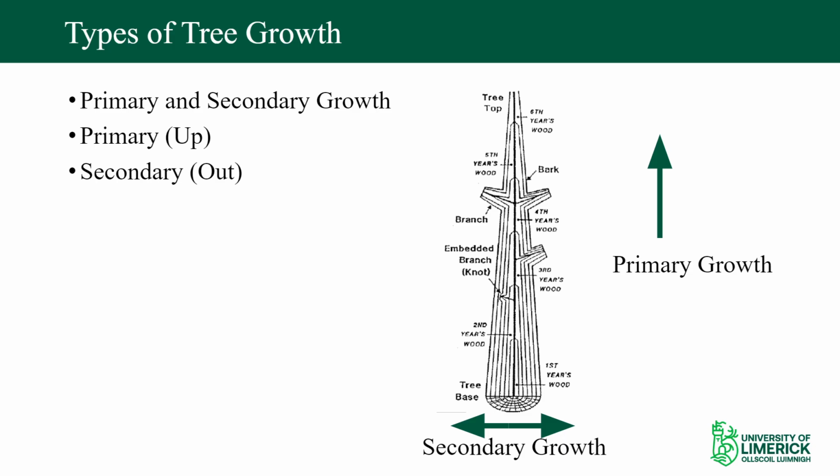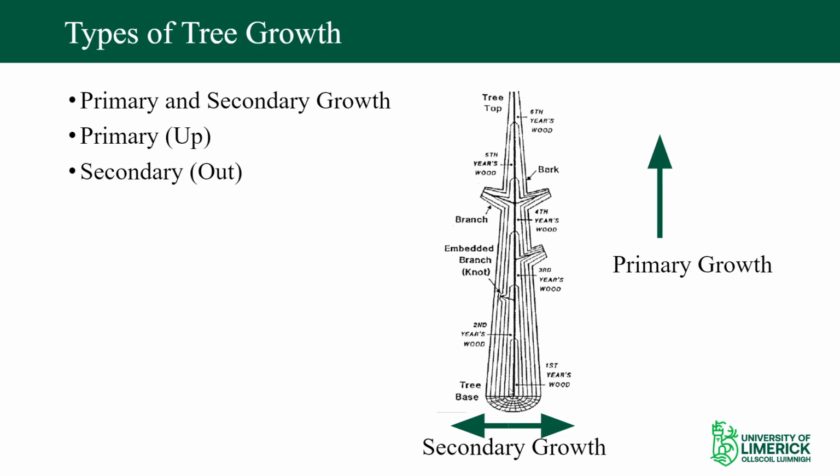So, types of tree growth. We've got primary and we've got secondary tree growth. If we're looking at our primary growth, we're talking about the upward motion of growth, and with our secondary growth, we're talking about the increase in diameter. Okay, so this graphic is a nice little demonstration explaining how the growth will occur in the tree.